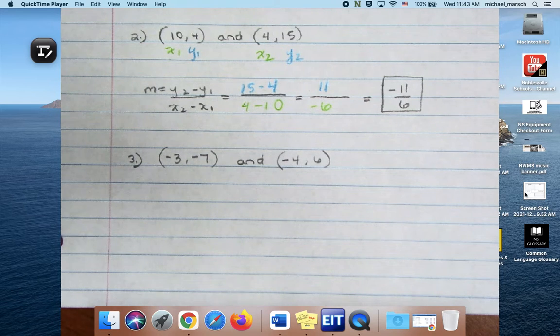Is X always first? X is always the first one. Yes. Y is on the top because it's the change in Y over the change in X to find your slope.